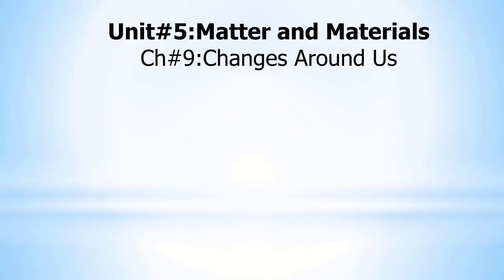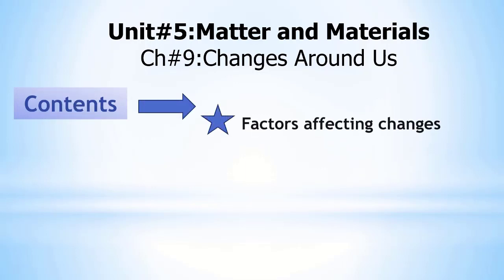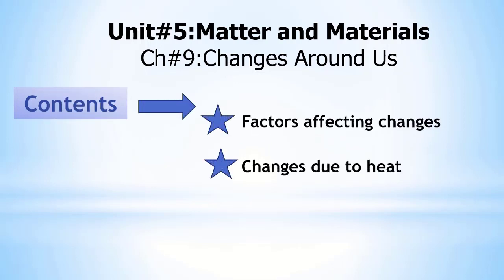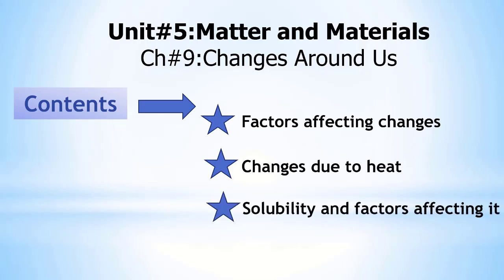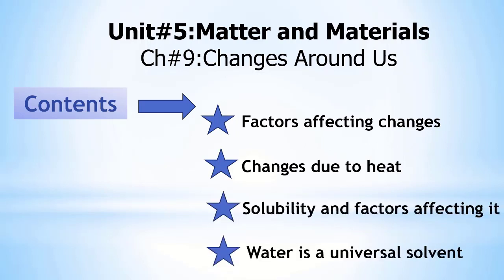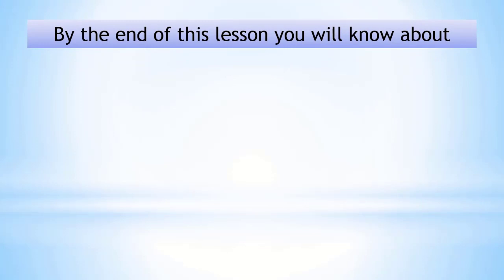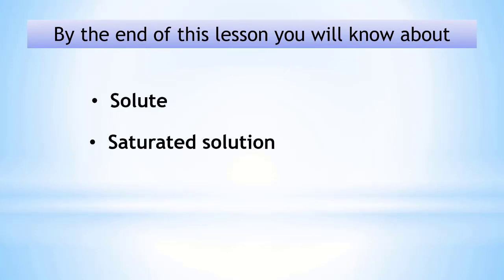The topic we are going to discuss is unit number 5, matter and materials. In this unit, we will discuss chapter number 9, that is changes around us. The contents for today's video will be factors affecting changes, changes due to heat, solubility and factors affecting it, and then water is a universal solvent. By the end of this lesson, you will know about solute, saturated solution, and solubility.